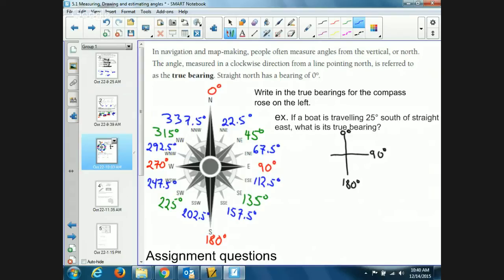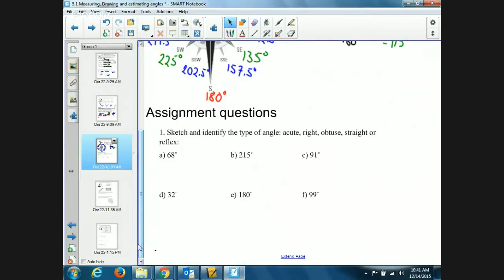So that's 25 degrees. I've got to add that 25 to 90 to find my true bearing. So 90 plus 25 is 115 degrees. That's the true bearing for that particular measure. Now try these assignment questions.